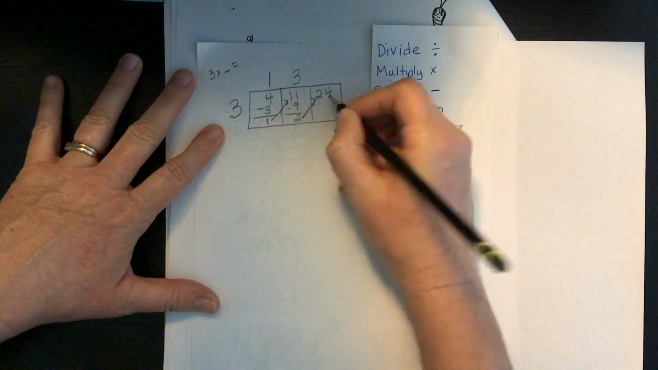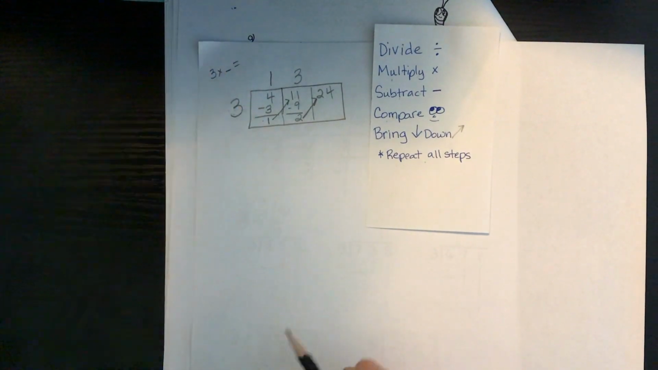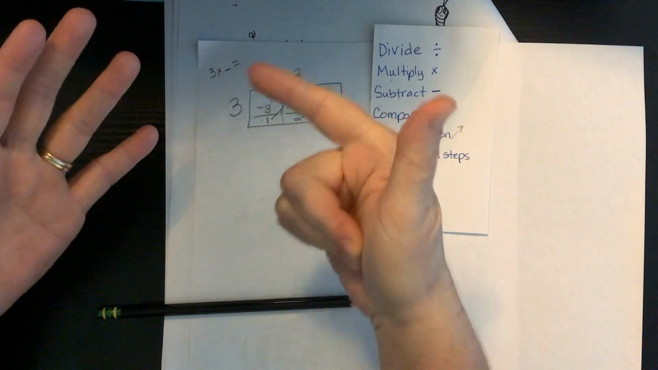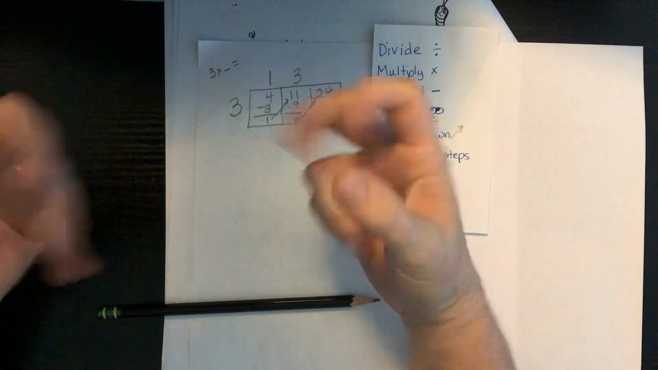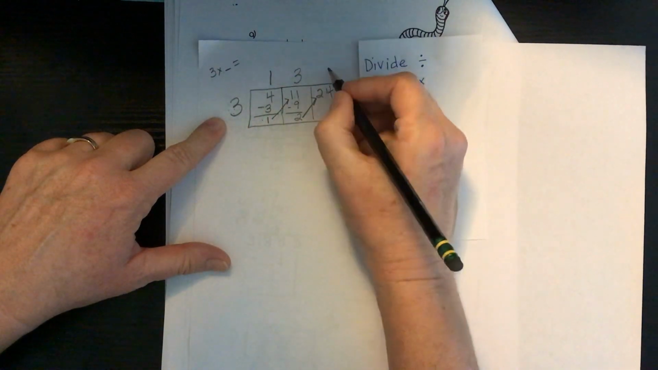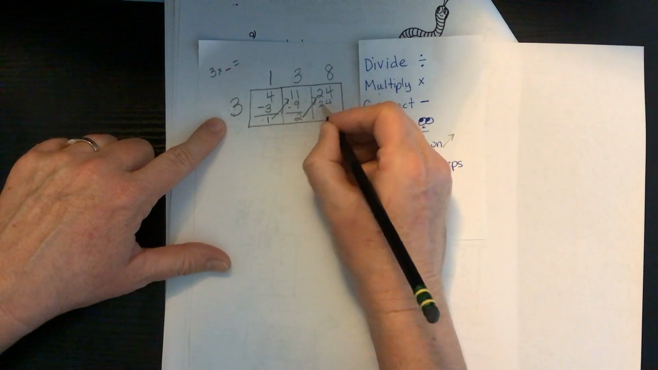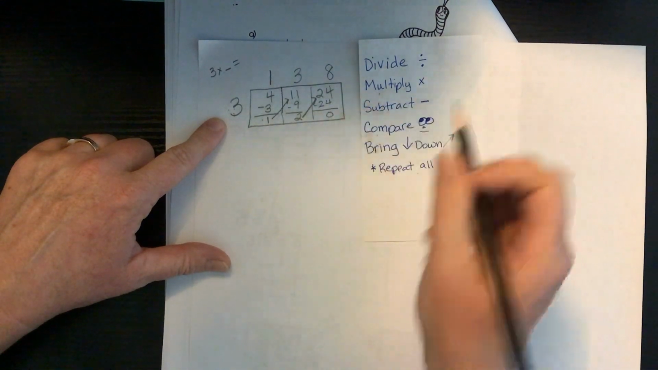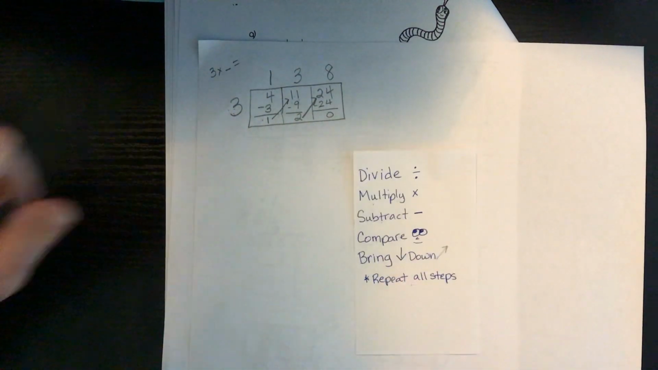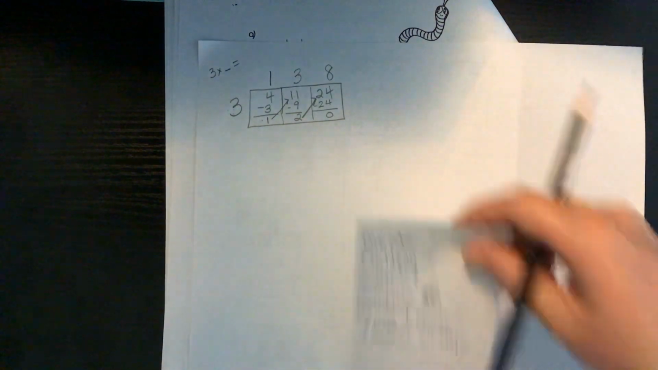So now I have 24 ones. 3 divided into 24. I got to sing my 3s song. Sing it. Hopefully you got the same answer I did, which was 8. 3 divided into 24 is 8 because 8 times 3 is 24. Can't get any closer. I get 0 after I subtract. I compare. It's less. There's nothing to unbundle. My answer to that problem, the first problem on page 15, is 138.